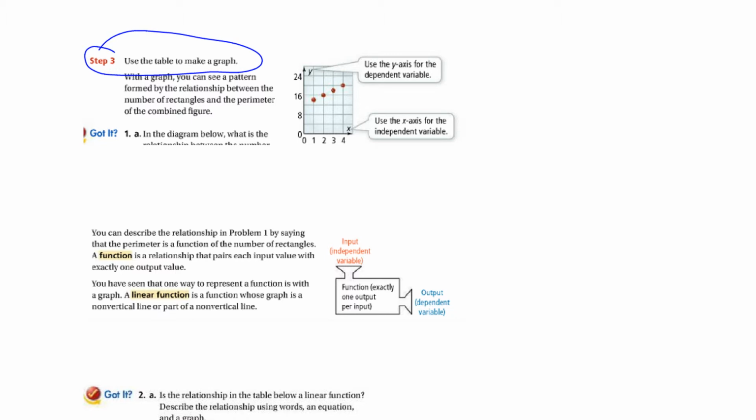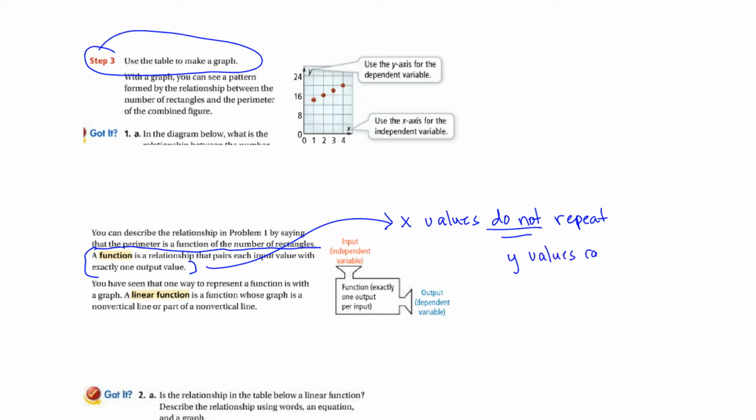We can describe the relationship in problem 1 by saying that the perimeter is a function of the number of rectangles. This definition of a function is very important. It pairs each input value with exactly one output value. X values do not repeat when we have a function. Y values can repeat. X values cannot. Key fact.